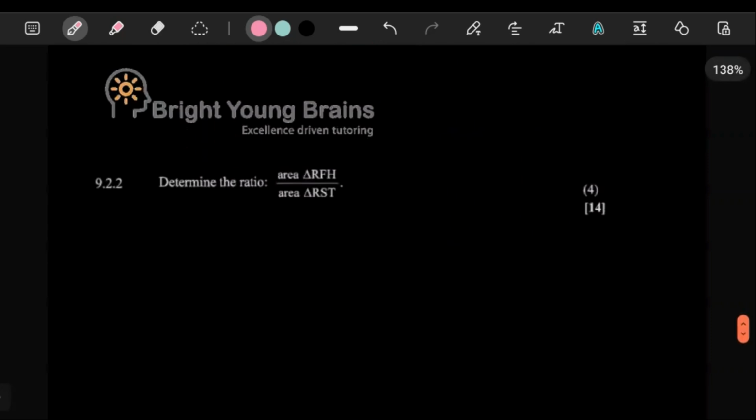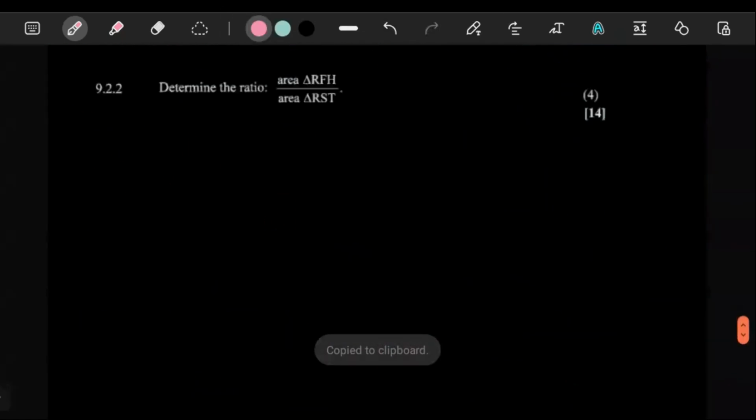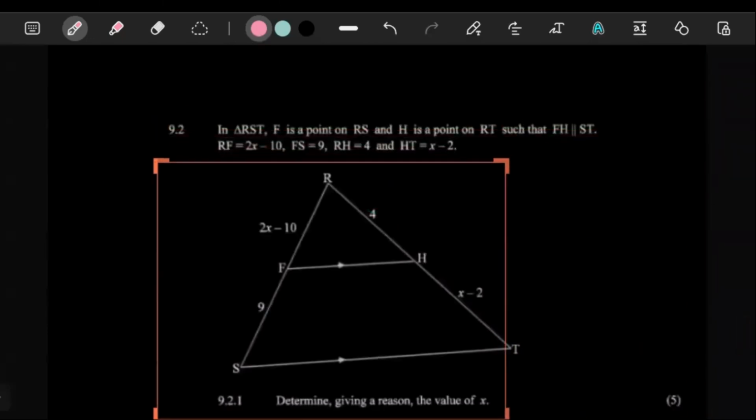The next one is out of 4. So I guess this one is going to be a bit interesting. Let's get this image just so that we are on the same page. I hope it doesn't paste a blank. Oh, thank goodness.